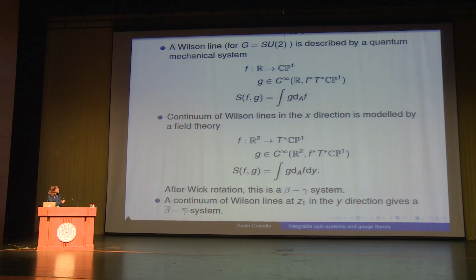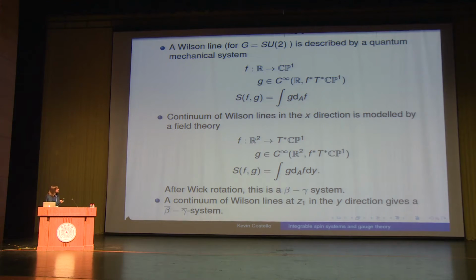So one way to describe at least some class of Wilson lines is to write them by coupling my gauge theory to a quantum mechanical system. So here we're going to take the gauge group to be SU2, and I'm going to couple to a quantum mechanical system, which is just topological quantum mechanics in the cotangent bundle of CP1. So there's a field which is a map to CP1, another field which is valued in the pullback of the cotangent bundle of CP1, and just a first-order action.